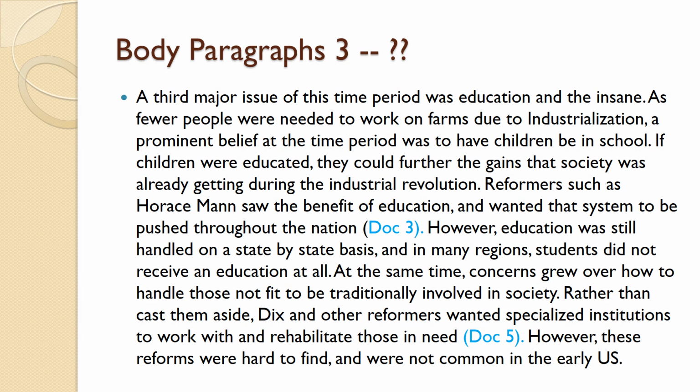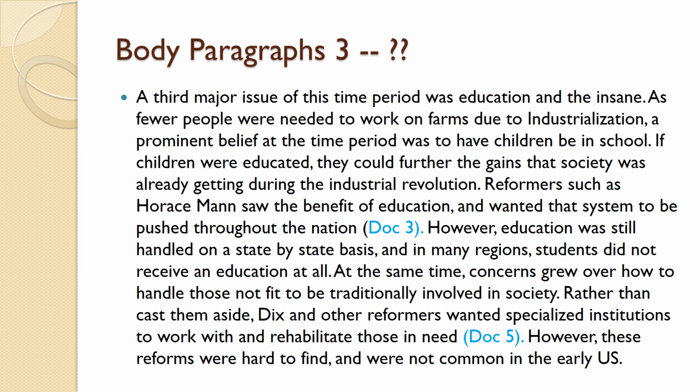Anyway, as fewer people were needed to work on farms due to industrialization, a prominent belief at the time period was to have children be in school. If children were educated, they could further the gains that society was already getting during the Industrial Revolution. Reformers such as Horace Mann saw the benefit of education and wanted that system to be pushed throughout the nation. However, education was still handled on a state by state basis, and in many regions, students did not receive an education at all. Again, reform, talking about how it didn't reach everyone.